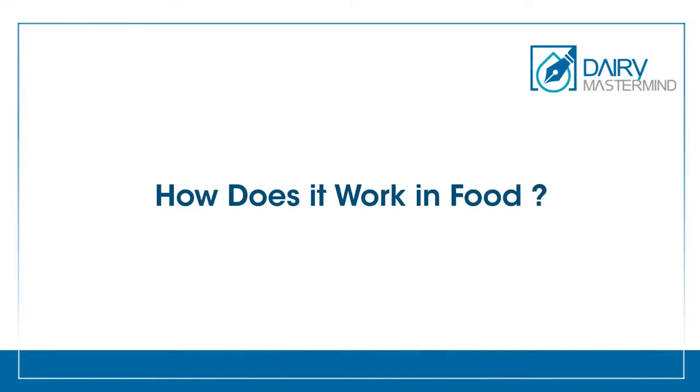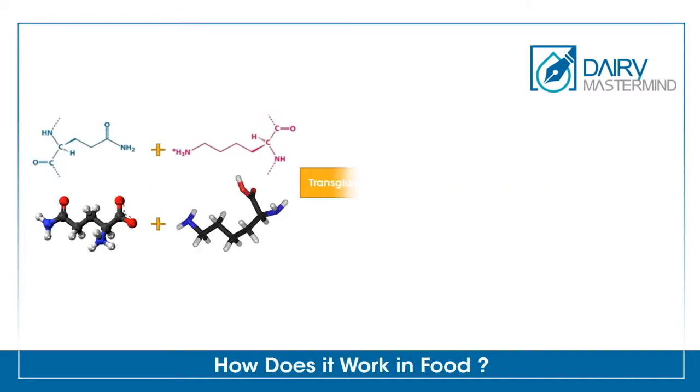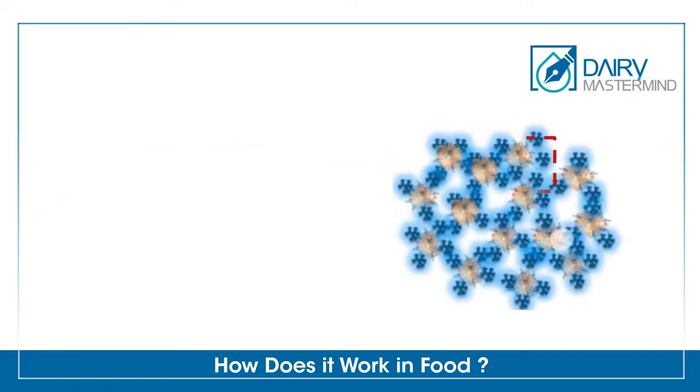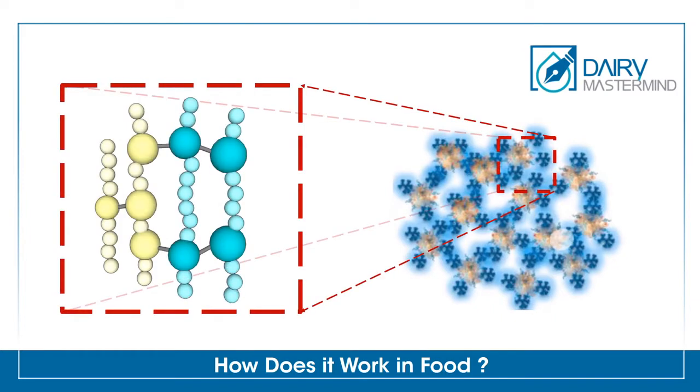How does it work in food? TG can take lysine and glutamine as the best substrate to create crosslinks. By these inter- and intralinks, a three-dimensional network is created. In other words, the protein is polymerized.